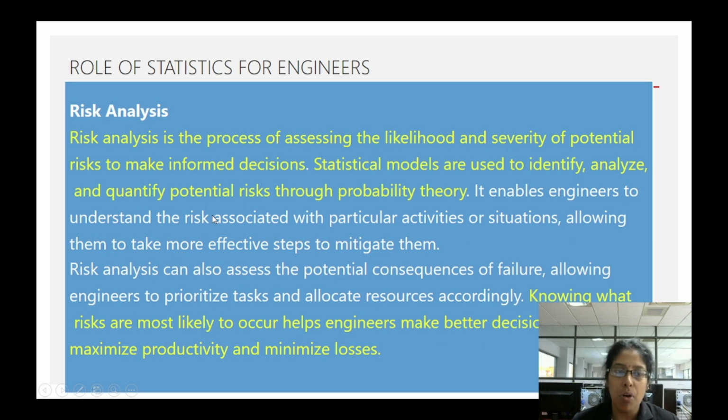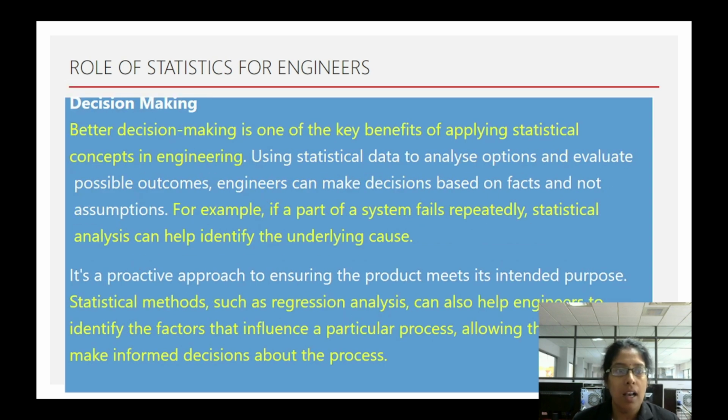And the next thing we are going to talk about is risk analysis. Risk analysis is nothing but the process of assessing the likelihood and the severity of potential risk to make informed decisions. Many statistical models are used to identify, analyze and quantify the potential risk through probability theory. By knowing these conditions, we can know which risks are most likely to occur, which will help engineers make better decisions to maximize productivity and profit and minimize the losses incurred. And the next role we are talking about is decision making.